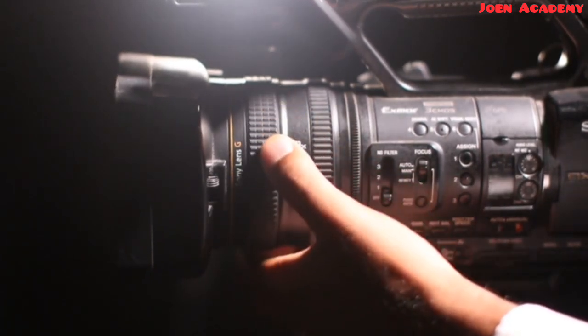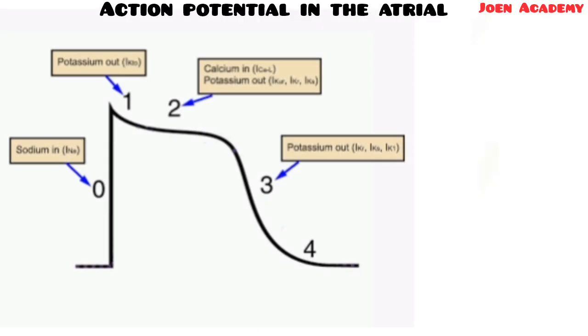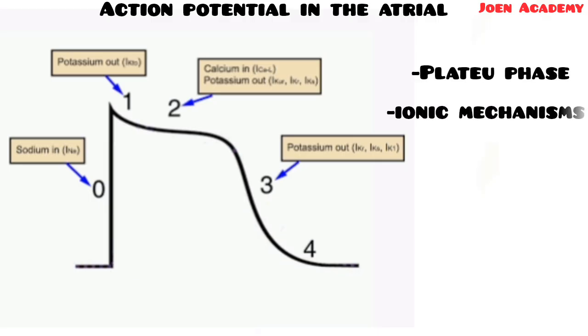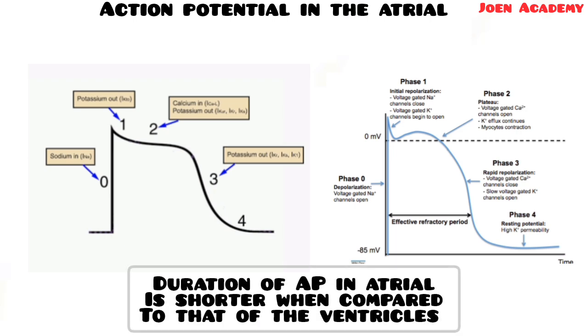Now let's delve into what we have for today, which is action potential in the atria. The action potentials in the atria have the same features, such as plateau phase and ionic mechanisms, just like those of the ventricles. You see why it is important you visit the previous video in order to have a better understanding. Aside from having the same features, the duration of action potentials in the atria is shorter when compared to that of the ventricles.